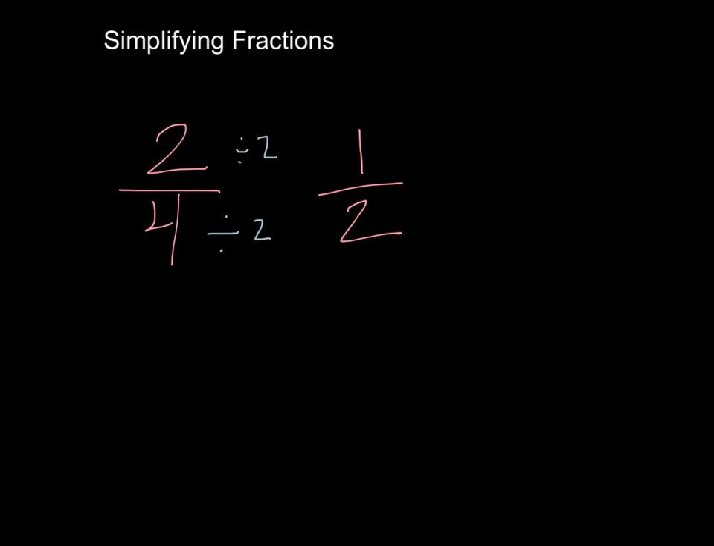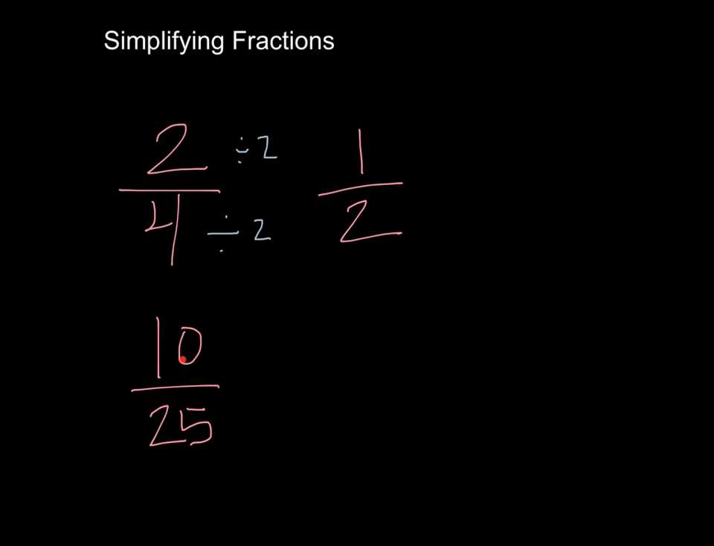So let's look at another example. Let's look at 10/25. Now, right off, I know that 10 does not go into 25. Just like 2 went into 4, so that was a good place to start. I know that 10 does not go into 25 evenly. 25 is not even, so I can't use a 2.